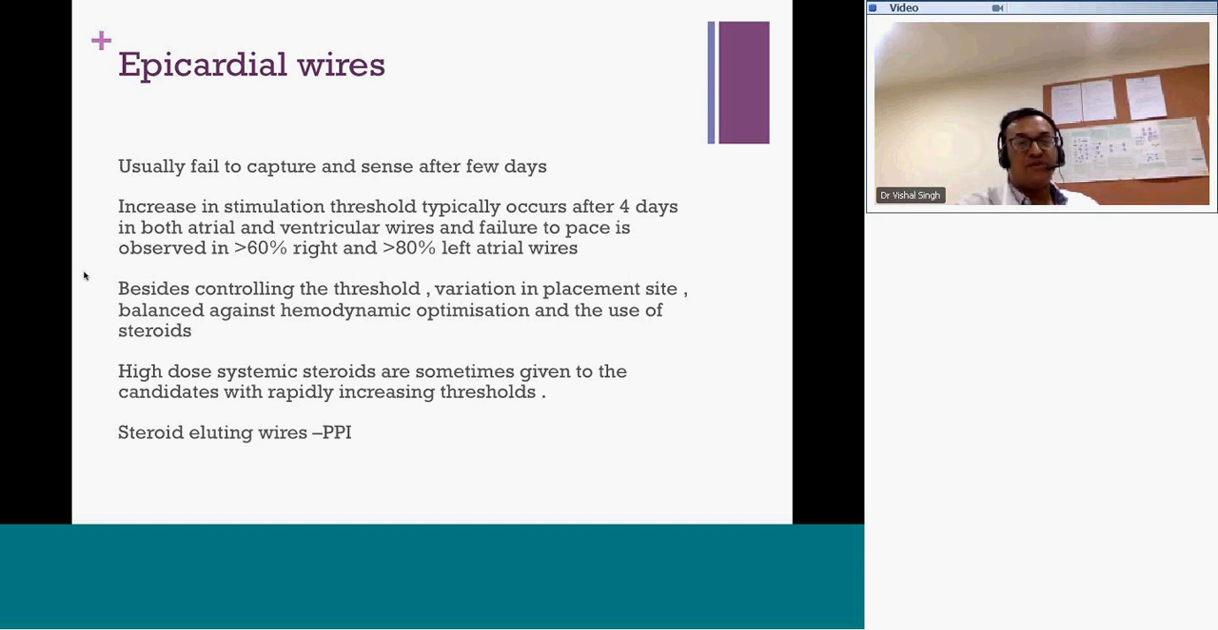Sometimes a few people recommend use of steroids, but to be very frank with you, we don't use steroids to date to increase the longevity of pacing wires. But yeah, theoretically speaking, and as recommended as part of the reviews that have been done abroad, high dose systemic steroids are sometimes given to candidates with rapidly increasing thresholds. Steroid eluting wires have also come into place for pacing.